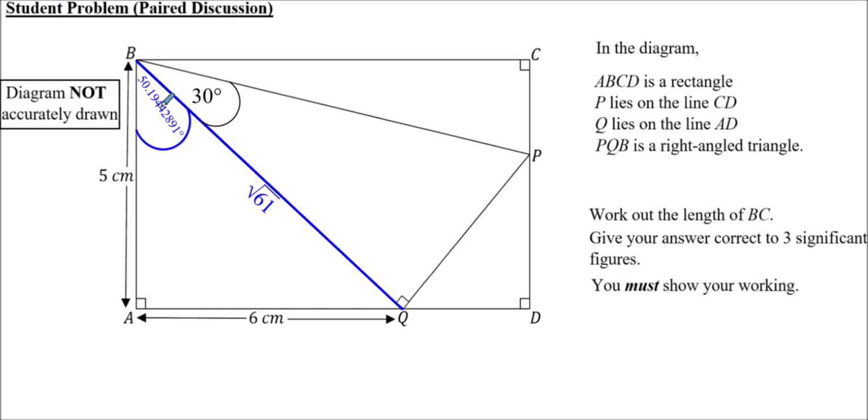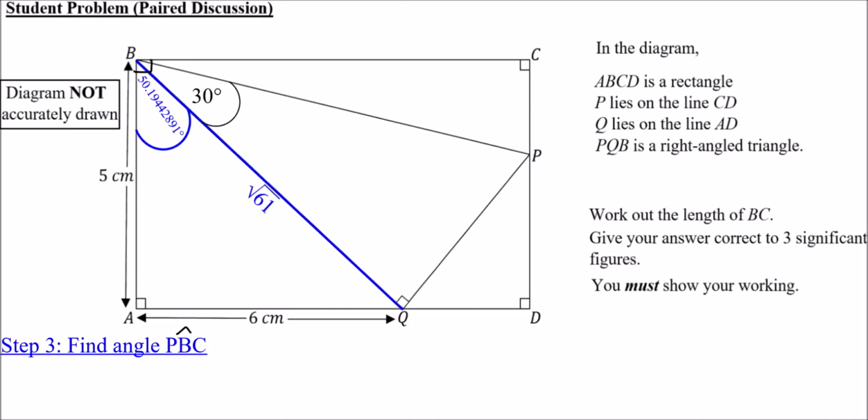So put it at angle B. Next, what we can do, now we know these two, and because this is a rectangle, we know this is going to be a 90-degree angle. We can work out the angle at B in triangle PBC.